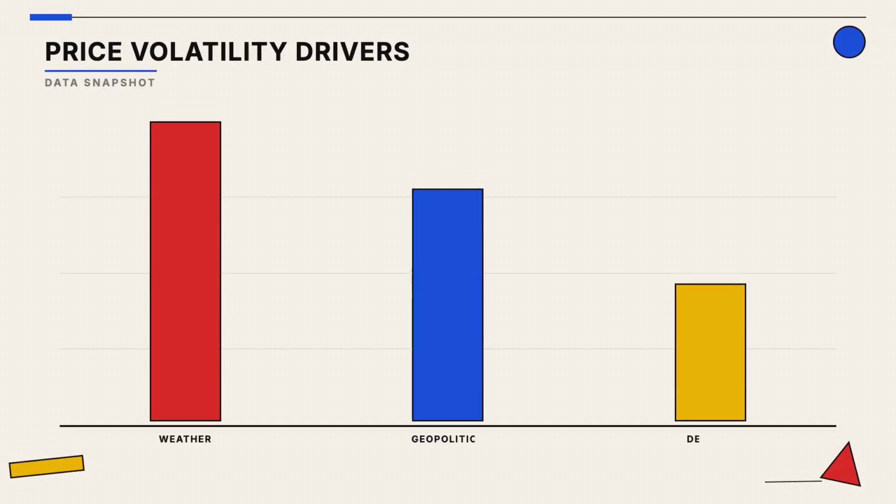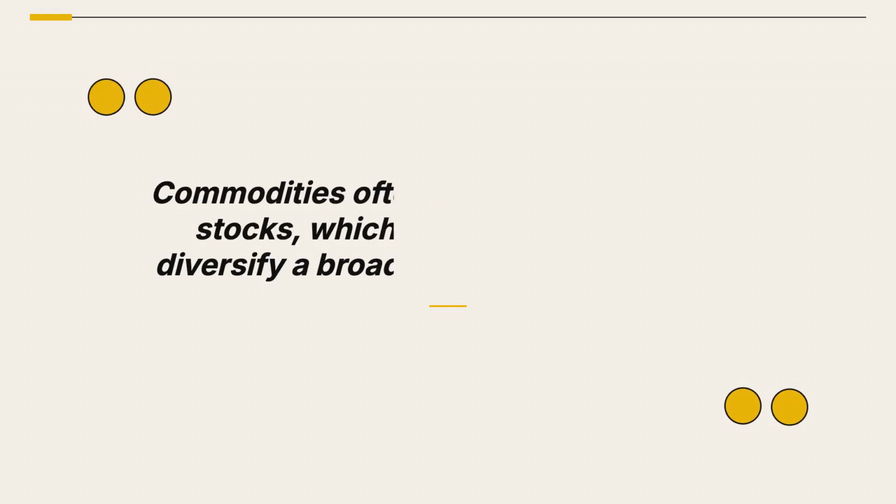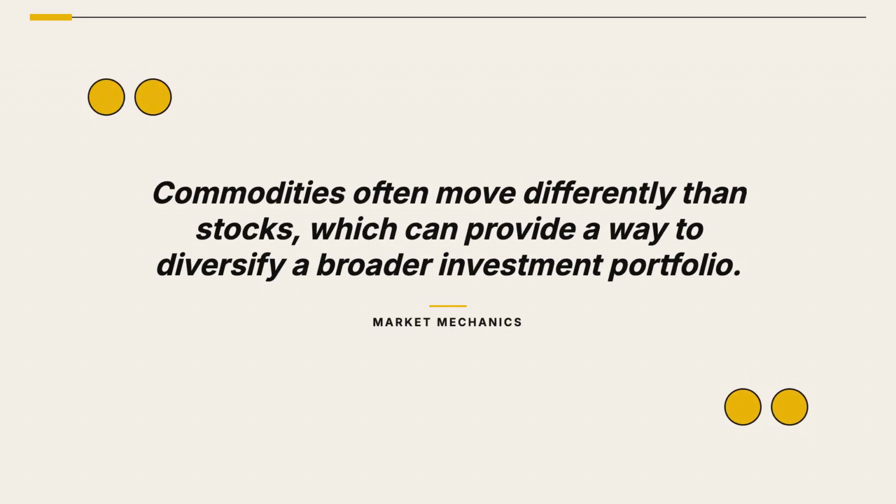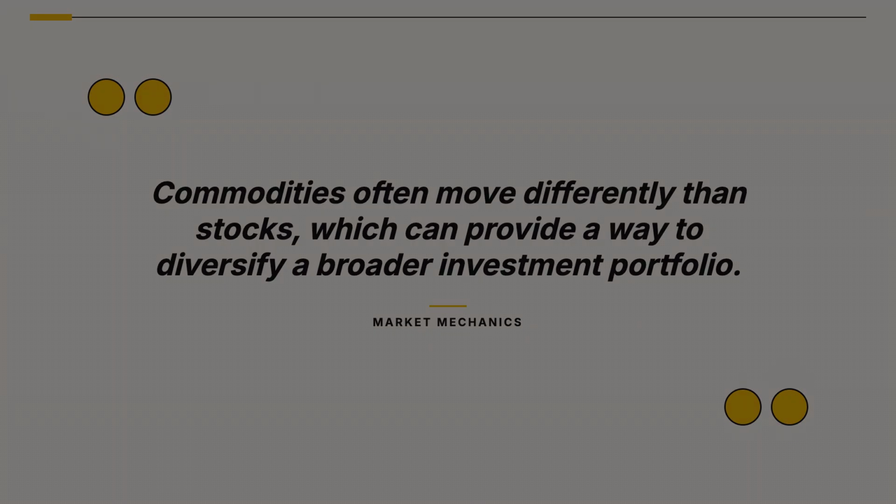Commodity prices are highly sensitive. Weather patterns, geopolitical tension, and changes in global demand can cause rapid shifts in market values. Because they don't always track with the stock market, some investors look to them as a potential hedge against inflation.